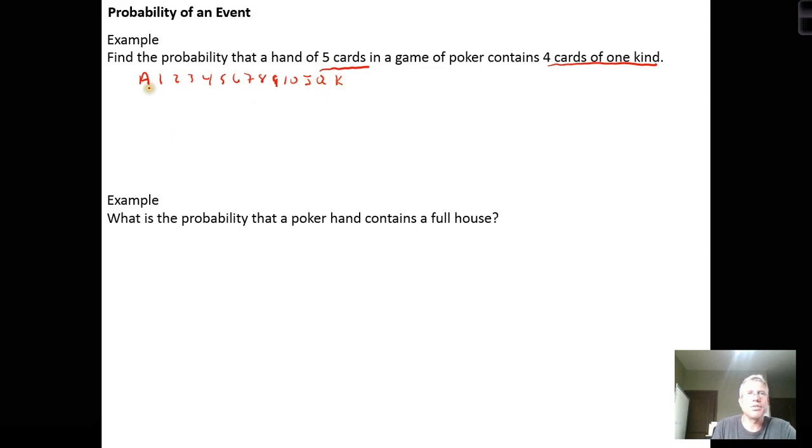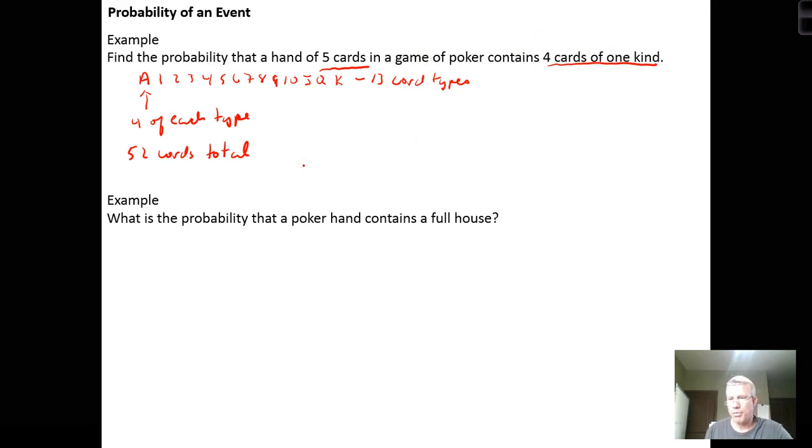So important things to note, there are 13 types of cards, so 13 card types. And in the standard deck of cards, there are 4 of each type. And 4 times 13 is 52, so there's 52 cards total in a standard plain deck. And so we want the probability that a hand of 5 cards in a game of poker contains 4 cards of one kind. It doesn't matter the order that the cards are in your hand, so this is going to be a combinations game, not a permutations game.